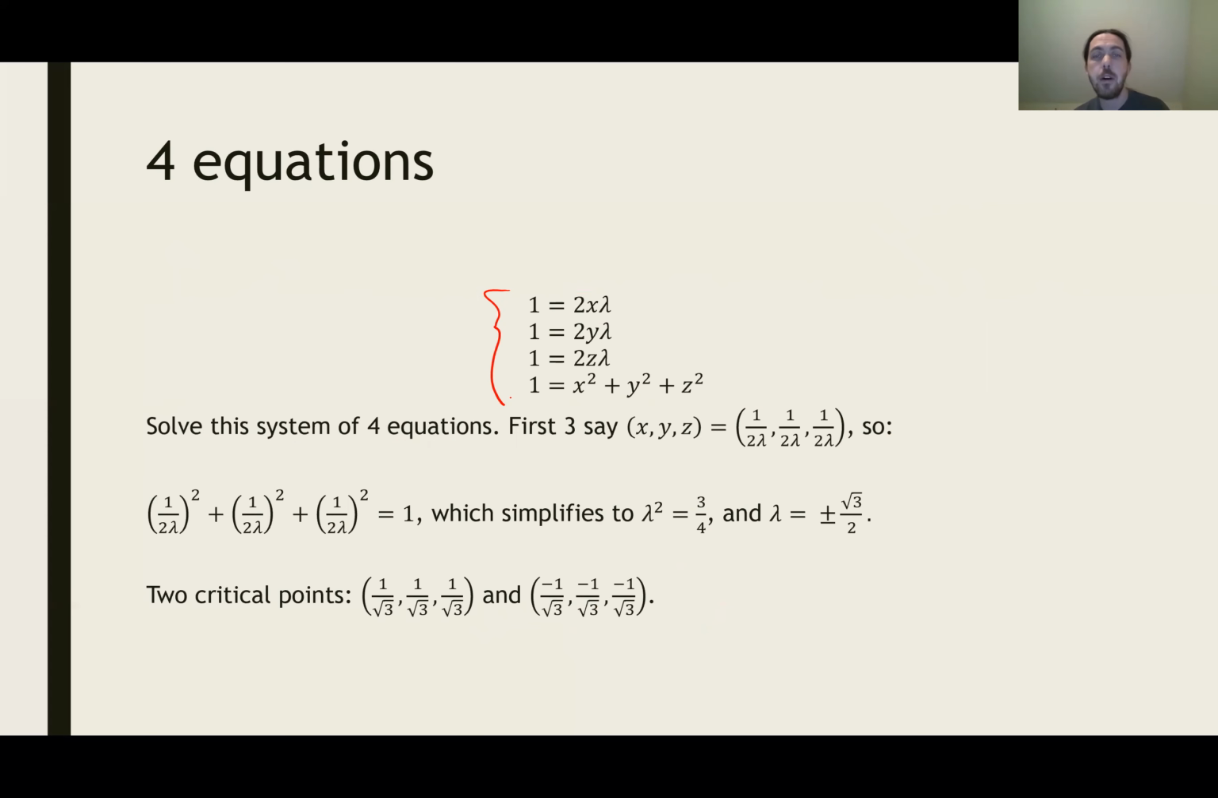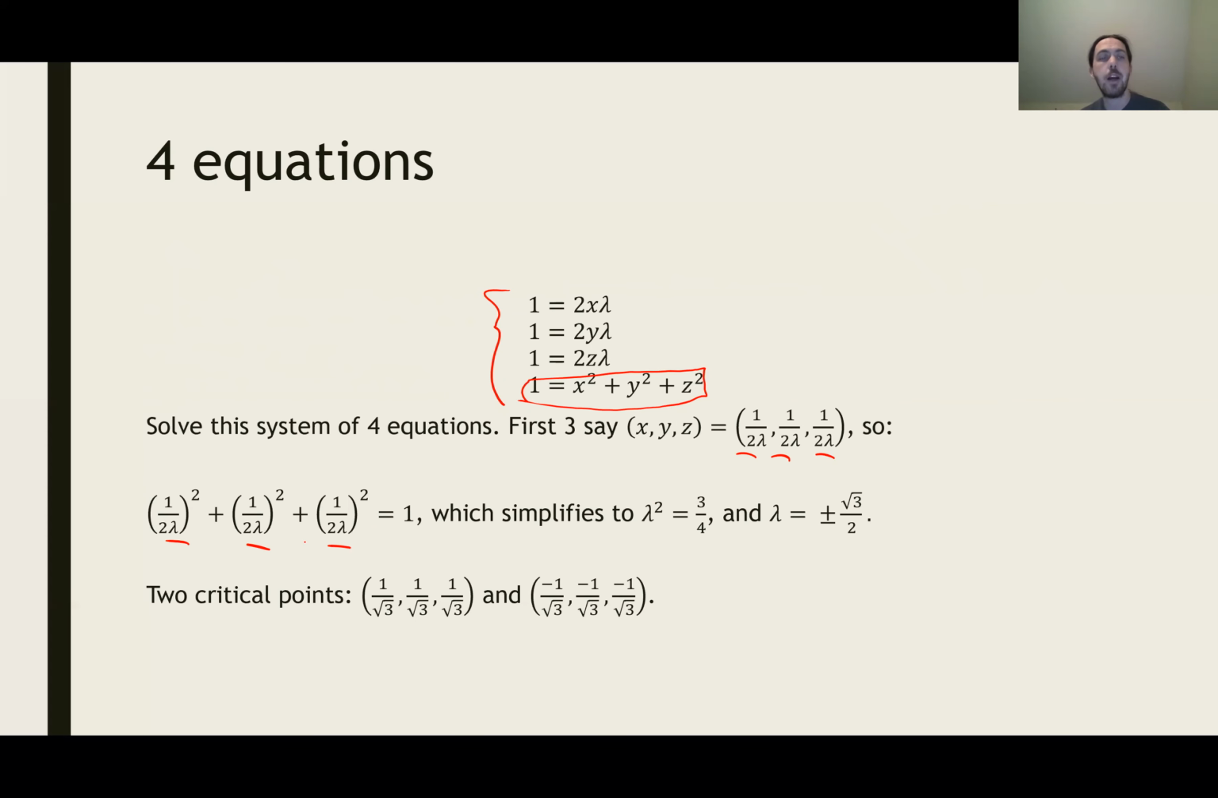First, we can solve for x. x is 1 over 2 lambda. Similarly, y is 1 over 2 lambda, and z is 1 over 2 lambda. So that solves for all 3 of the variables x, y, and z in terms of lambda. But we haven't used the last equation yet, so we can plug in all those 3 values, and we get (1 over 2 lambda) squared plus (1 over 2 lambda) squared plus (1 over 2 lambda) squared equals 1.